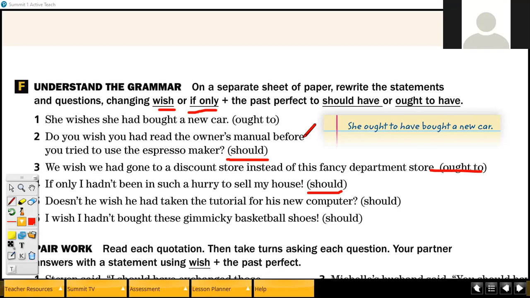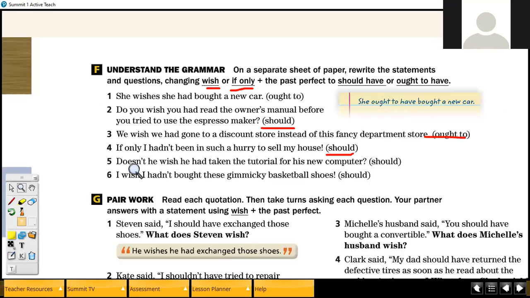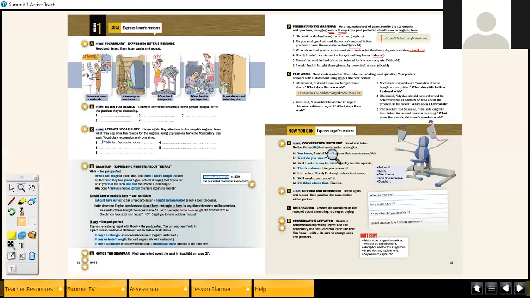Okay. And the last one. I should have bought these gimmicky basketball shoes. Yes. Excellent. Very good. Great. Very good. Okay, very good. Excellent.